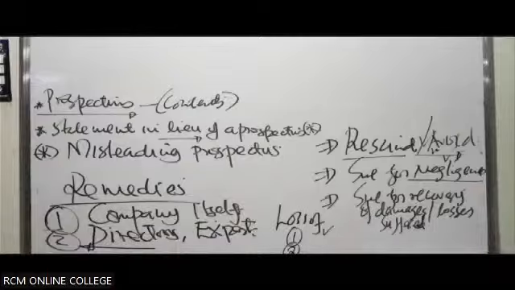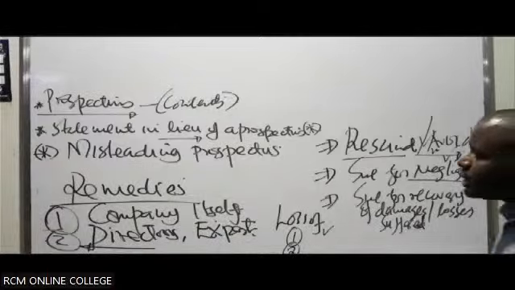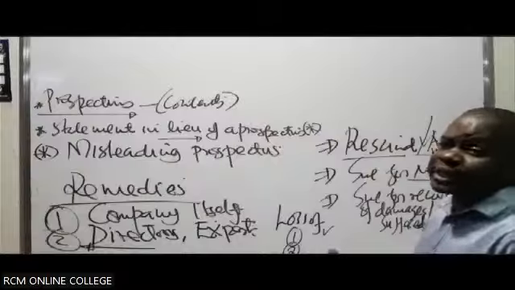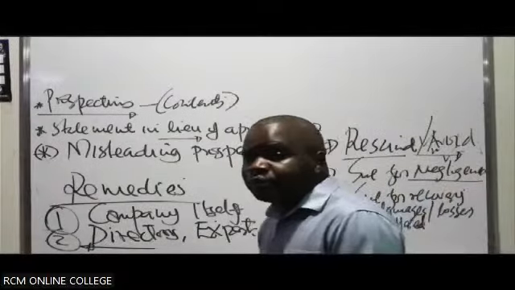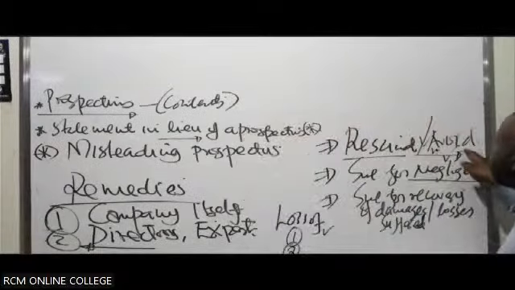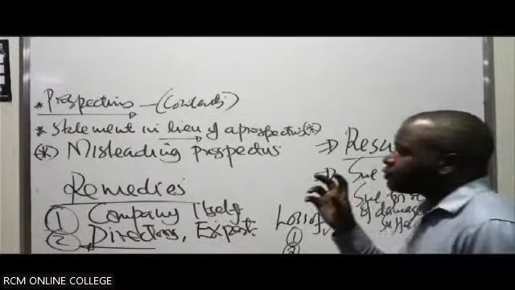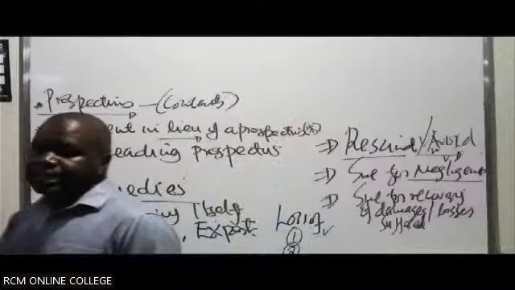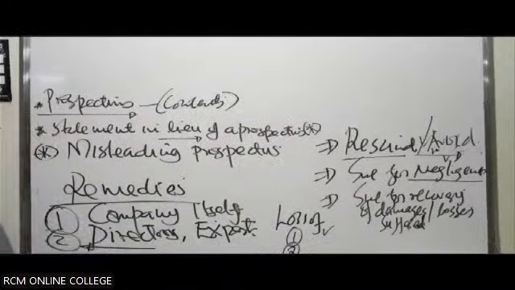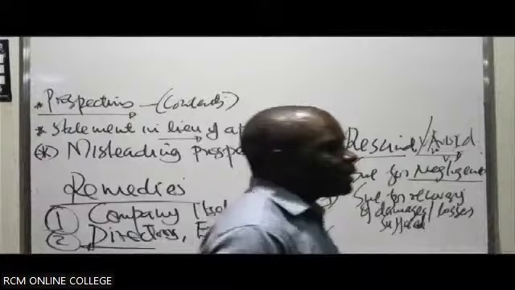Number two, if you don't do it within a reasonable time, don't wait for a very long period of time to seek to resign or avoid the contract of allotment. It must be within a very short period of time after the allotment of the shares has been done by the company.